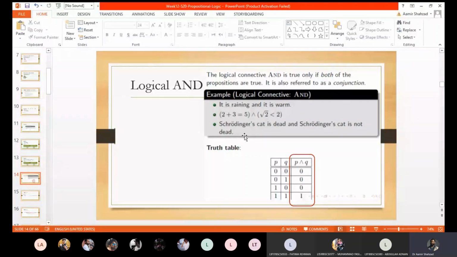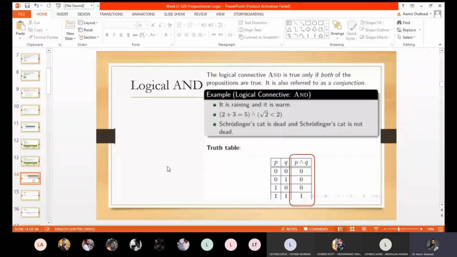Schrodinger's cat is dead and Schrodinger's cat is not dead. Schrodinger's, you know, he's like father of quantum physics. His cat is famous, cat in the box. So if Schrodinger's cat is dead, suppose this statement is true, then the other statement, Schrodinger's cat is not dead, then it has to be false. दरमियान में कोई और चीज नहीं है.